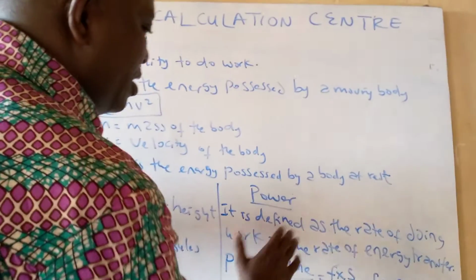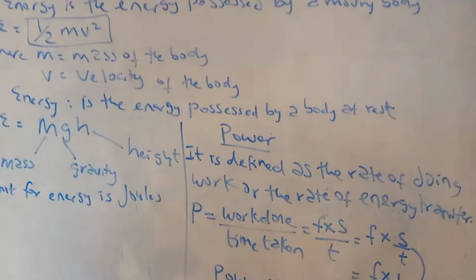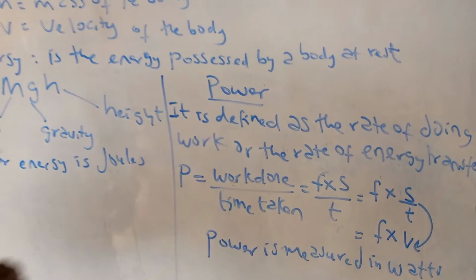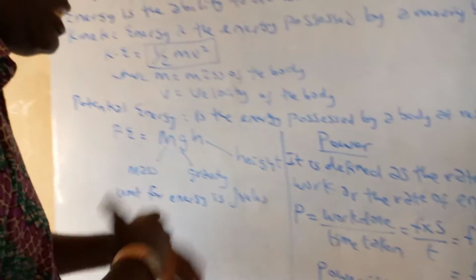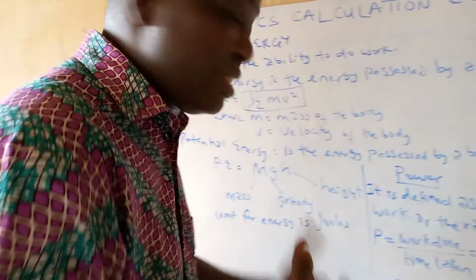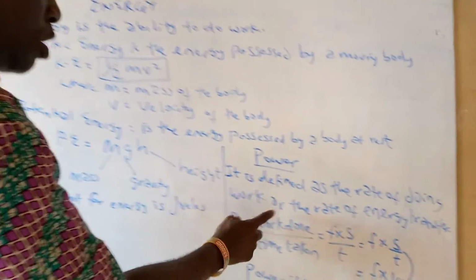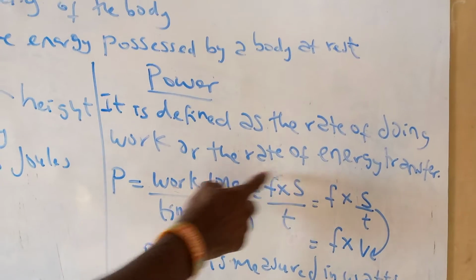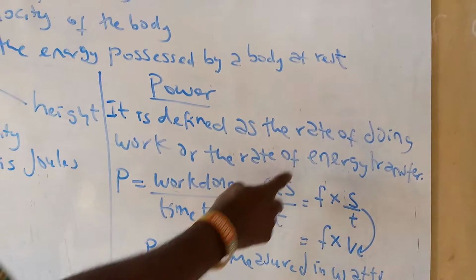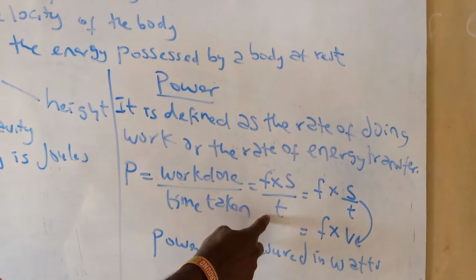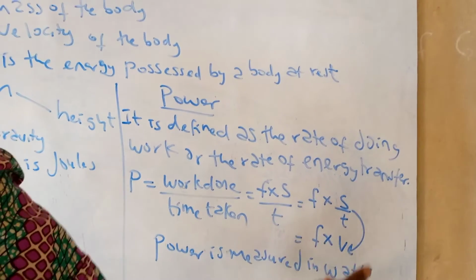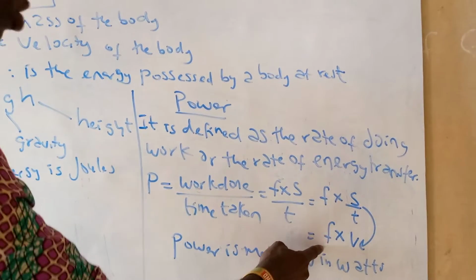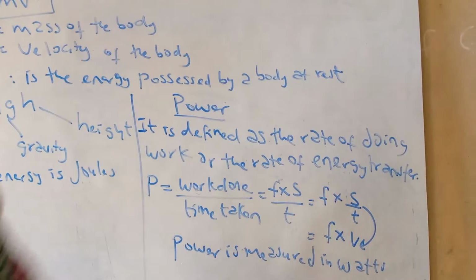Power is defined as the rate of doing work or the rate of energy transfer. How is your work going? That is why time is involved, because it has rates. Power is work done over time taken, and work is force times distance, so power is force times distance over time. Distance over time is velocity, so this can also be the formula, and power is measured in watts.